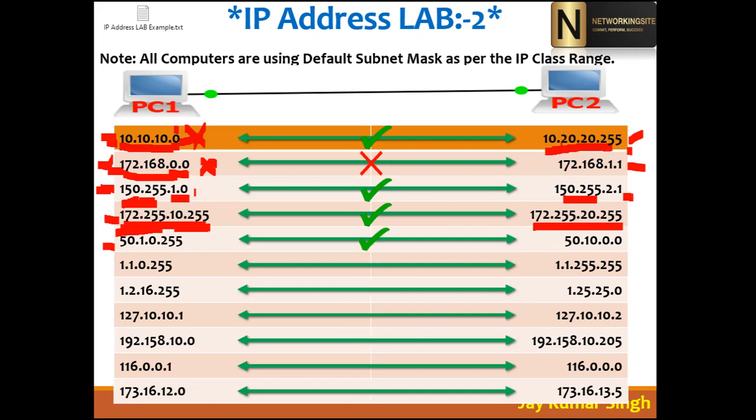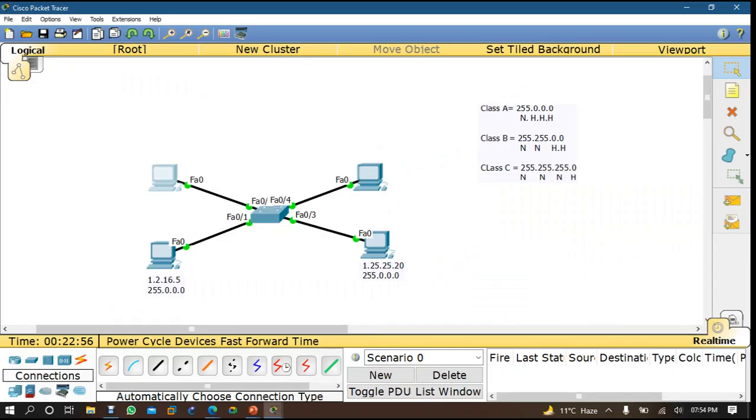Okay. Now see here, don't get confused, because I told you all host parts cannot be 0. But in class A, we have three host parts, so I'm using only two 0s. It's class B. So let's have the practical of this one.